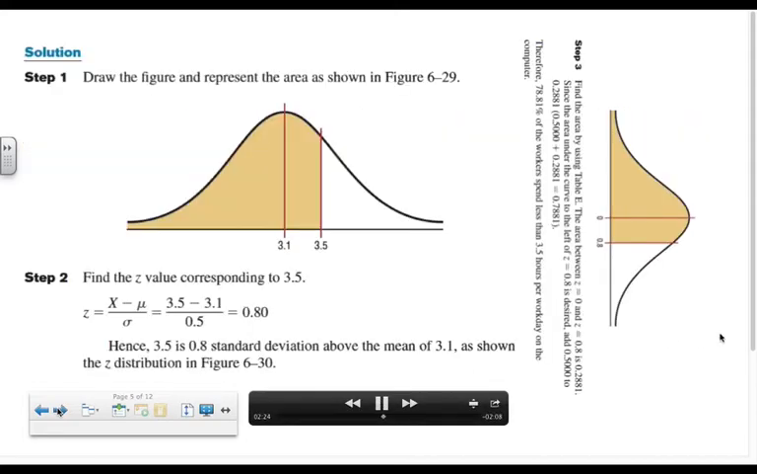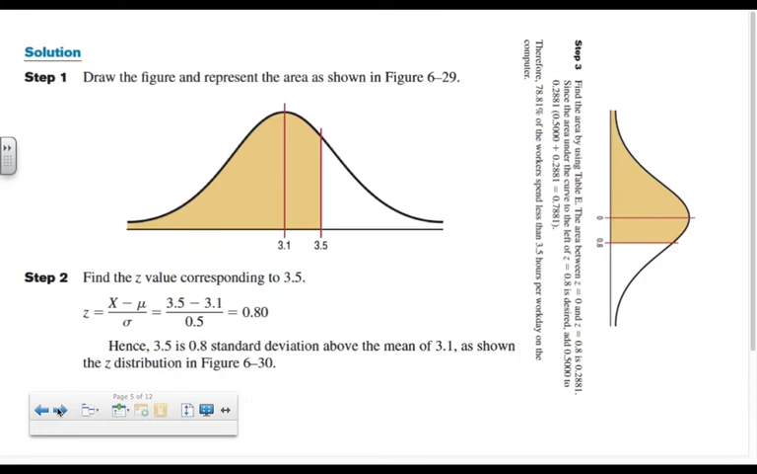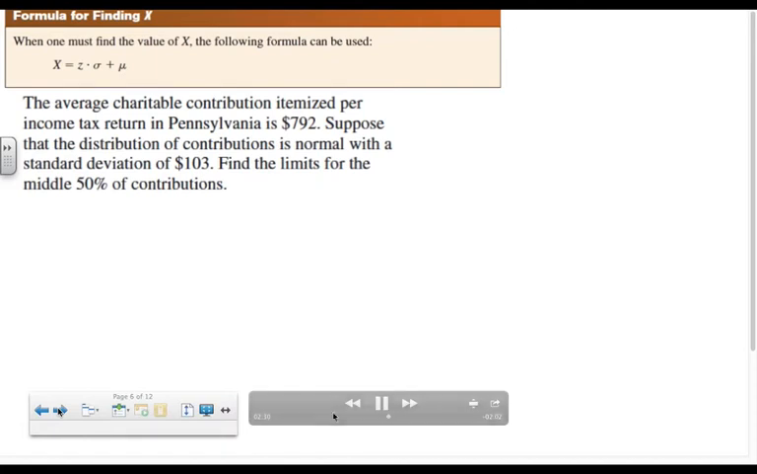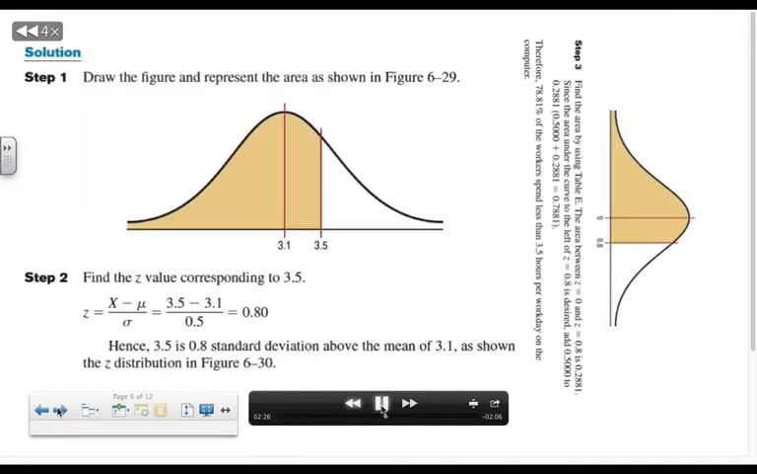So, all right, here's your solution. They drew the, oh, oops, I went really fast with the solution. Let me back up just a little bit. Okay, so you'll notice that they drew the picture first before they found the z-score. You can do that if you want. Usually I just do the z-scores first. So we're going to find the z-score, 3.5 minus 3.1 divided by the standard deviation, which is 0.5, which gives me a z-score of 0.8.